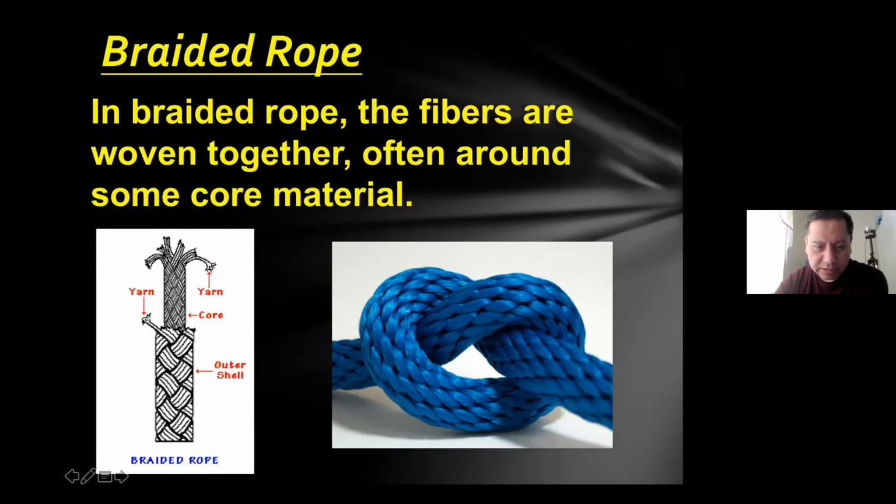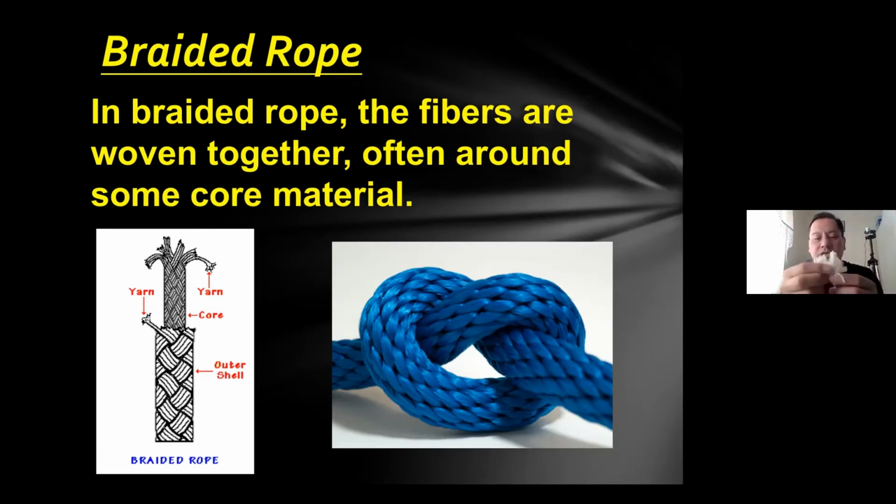Braided rope. Okay, so braided rope is a little bit more complicated. It has an inner core that's made out of yarn, and then you have an outer shell also made out of yarn. So for example, here I have a braided rope, you see? It's woven together, okay? And if you want to splice it, you take it apart, different strands, and then you tie them in together to make a splice loop, okay?